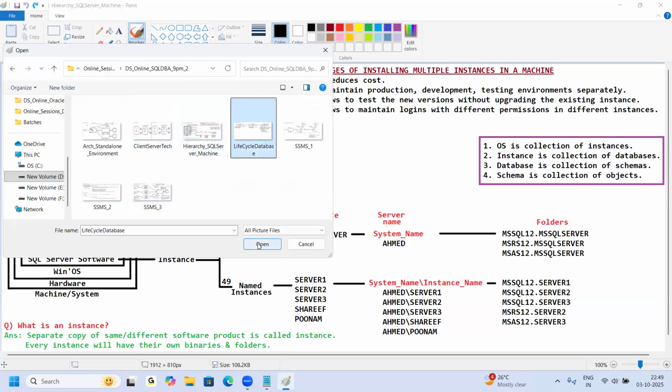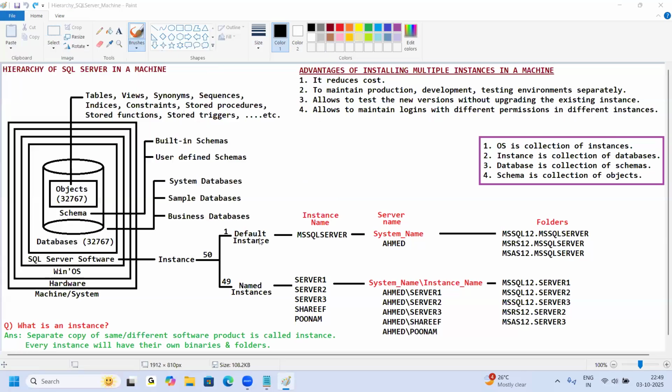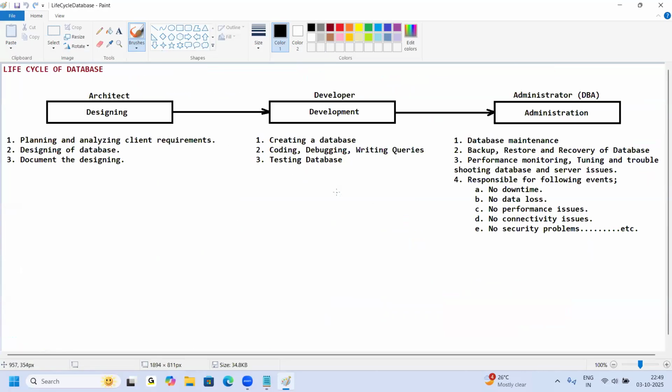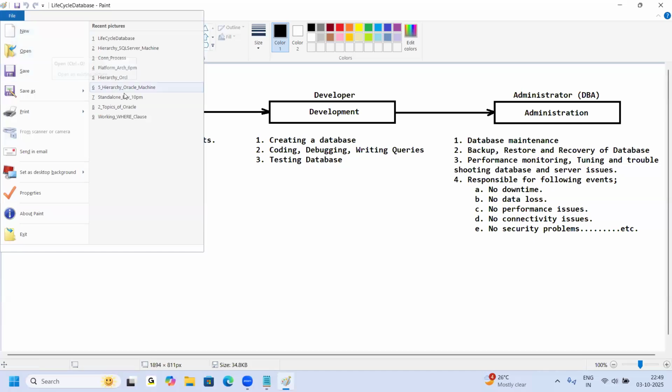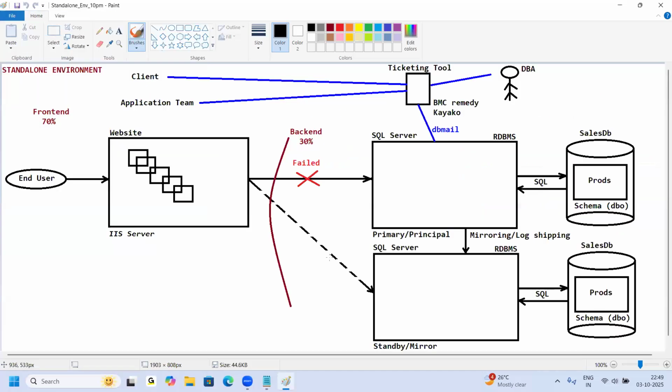Yeah, life cycle of database. Okay. This was one part we discussed last session. And in the introduction class I covered the standalone environment, how a SQL Server works when you're working with two servers. A standalone environment will have only two servers, like one will be production, one will be a standby, so you'll have only one server to support.